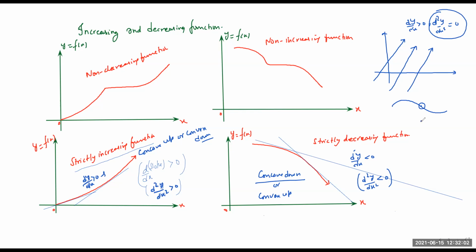Similarly, if we have the first derivative negative and the second derivative is zero always, it's a curve like this. These are straight lines again, and these are making an obtuse angle with the x-axis. So when the first derivative is negative, the slope is negative, then it makes an obtuse angle, and if it is an acute angle, it's positive.